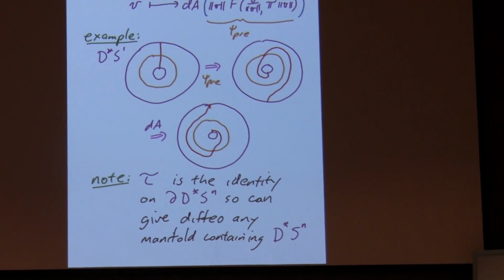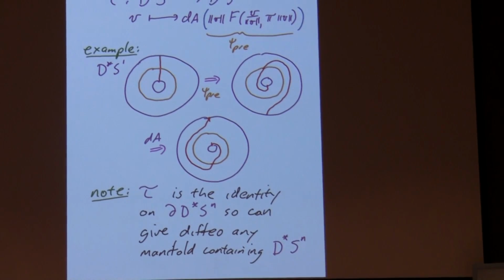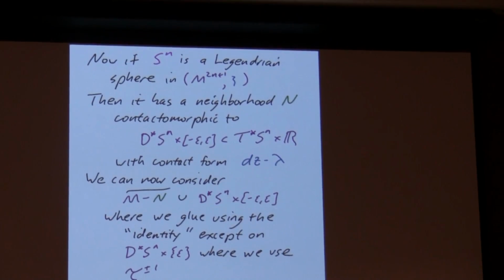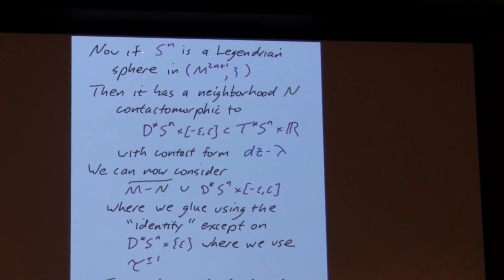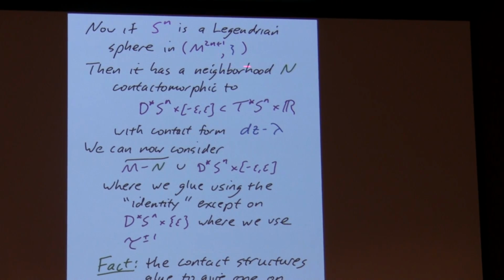Okay, so that's a Dehn twist, and we're going to use this Dehn twist to define our Legendrian surgery on a sphere. So suppose you have a Legendrian sphere, S^n, in some contact manifold, a (2n+1)-dimensional manifold, of course.